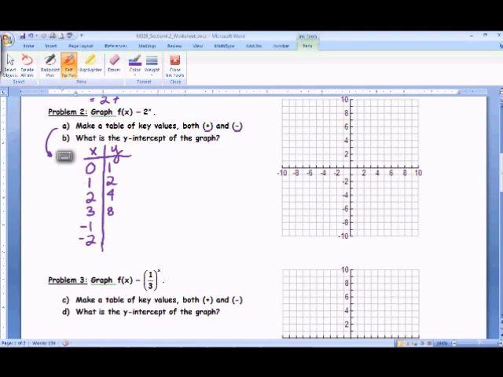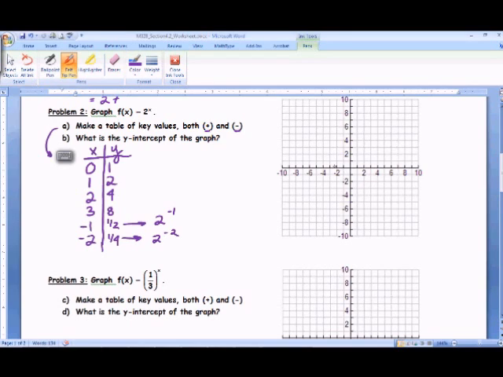And then in the other direction with negative inputs, remember I'm getting fractions. This is going to be 2 to the negative first power, which is 1/2. And if I input -2, then my output should be 1/4. Okay, that's more than enough points to get a nice graph.